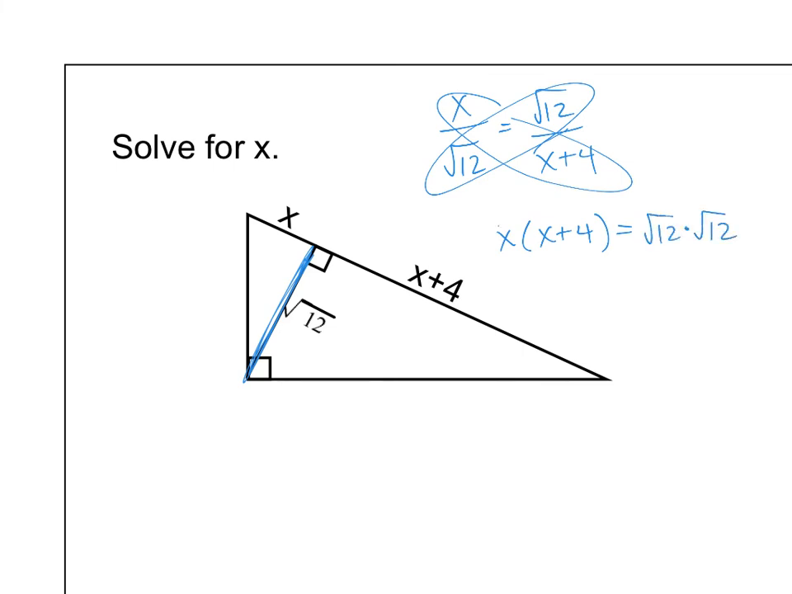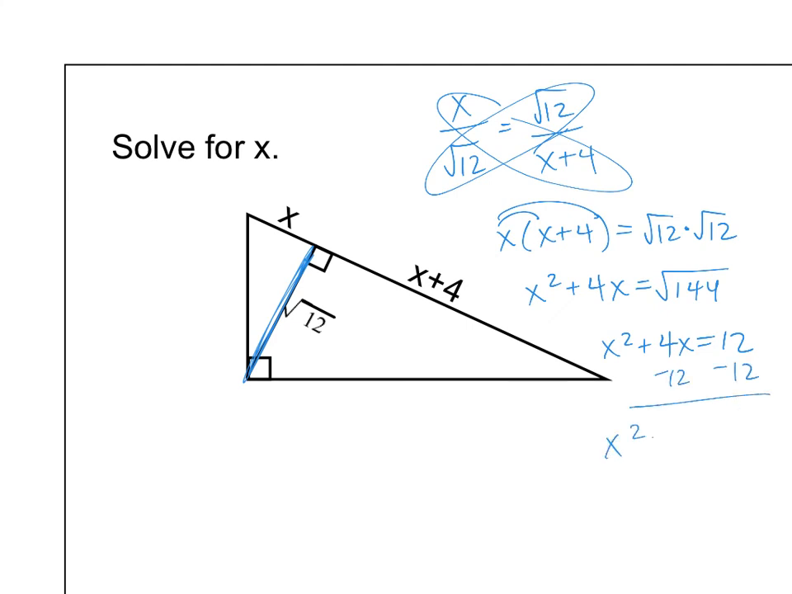So I'm going to distribute here. So I'll get x squared plus 4x. And then over here I get root 144, which the square root of 144 is just regular 12. Now I see a term with an x squared, so that makes me think I want to get a 0 on one side. And I'm going to have x squared plus 4x minus 12 equals 0.